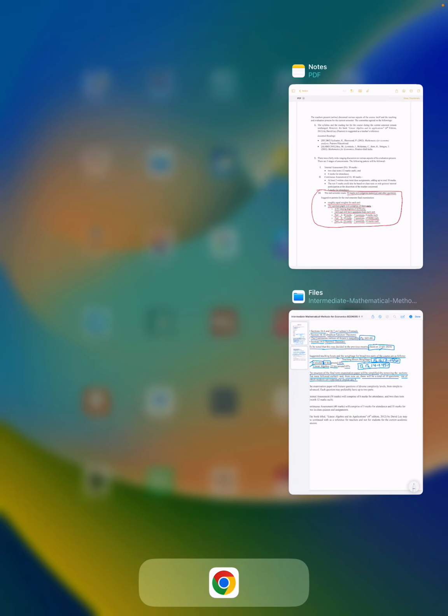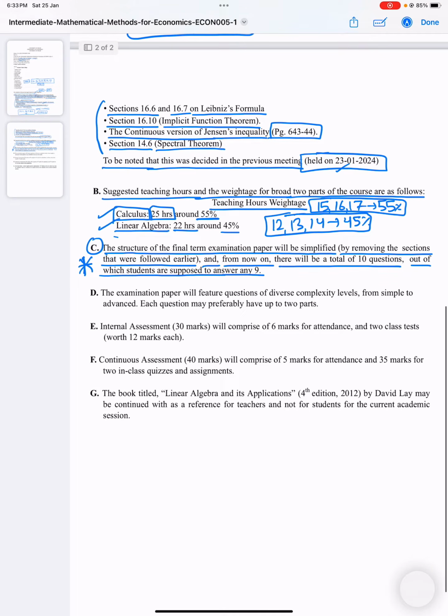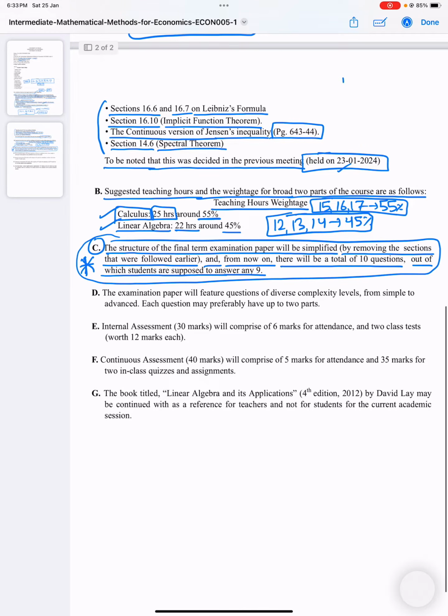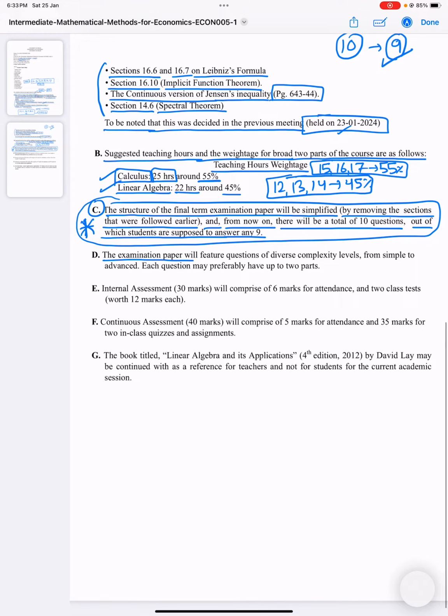Now they have changed the pattern to this. So you should be clear with this. This time as well, you would expect 10 questions, out of which you would be supposed to answer 9. Now moving further, the examination will feature questions of diverse complexity levels, some of them simple, up to advanced. So the difficulty level is up to the discretion of the committee.